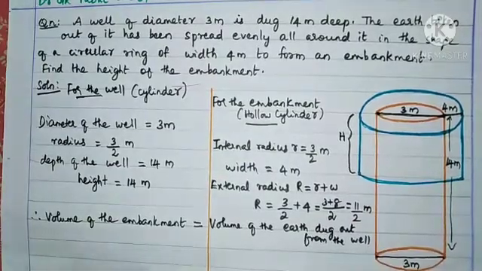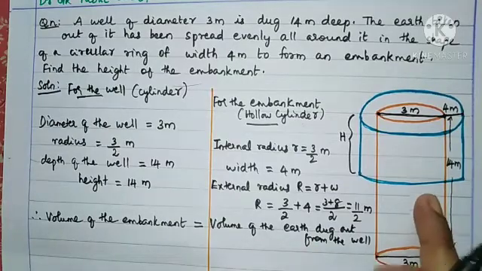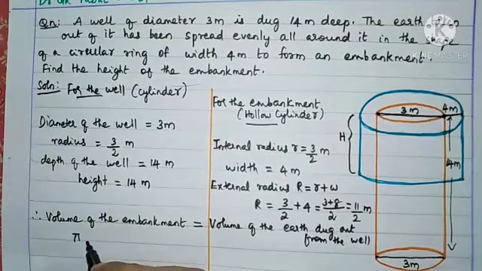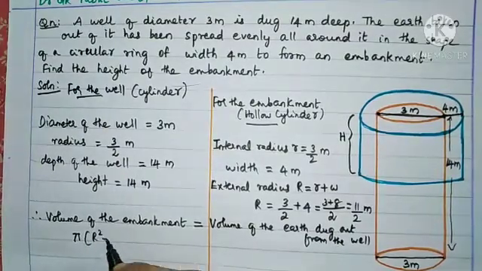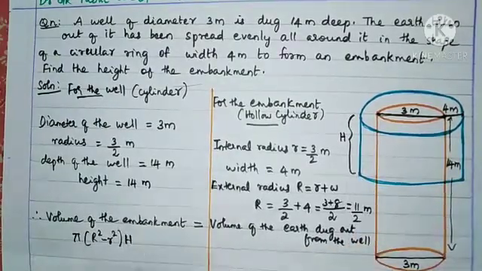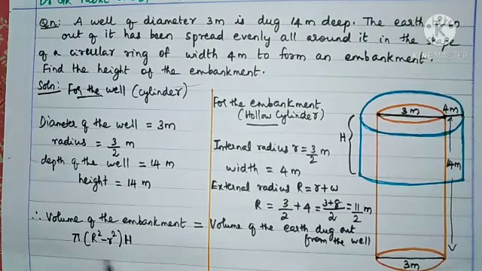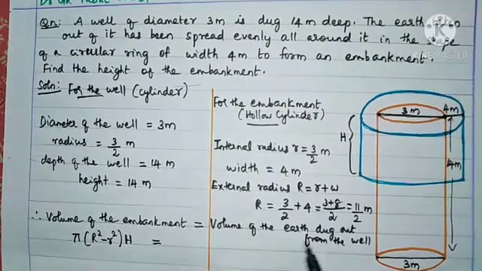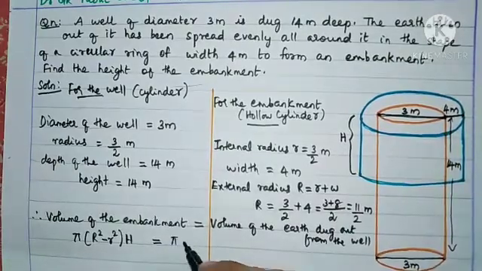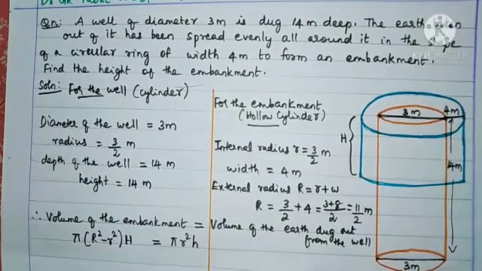Okay, so what is the volume of the embankment? Yes, embankment means it is a hollow cylinder. So what is the volume we need to write? Pi into capital R square minus small r square into, we need to find out the height, so I have taken it as capital H. Because this is in the form of a hollow cylinder, pi into R square minus r square into height is equal to the volume of the earth dug out from the well, which is in the form of a cylinder. So pi small r square into h is the volume.